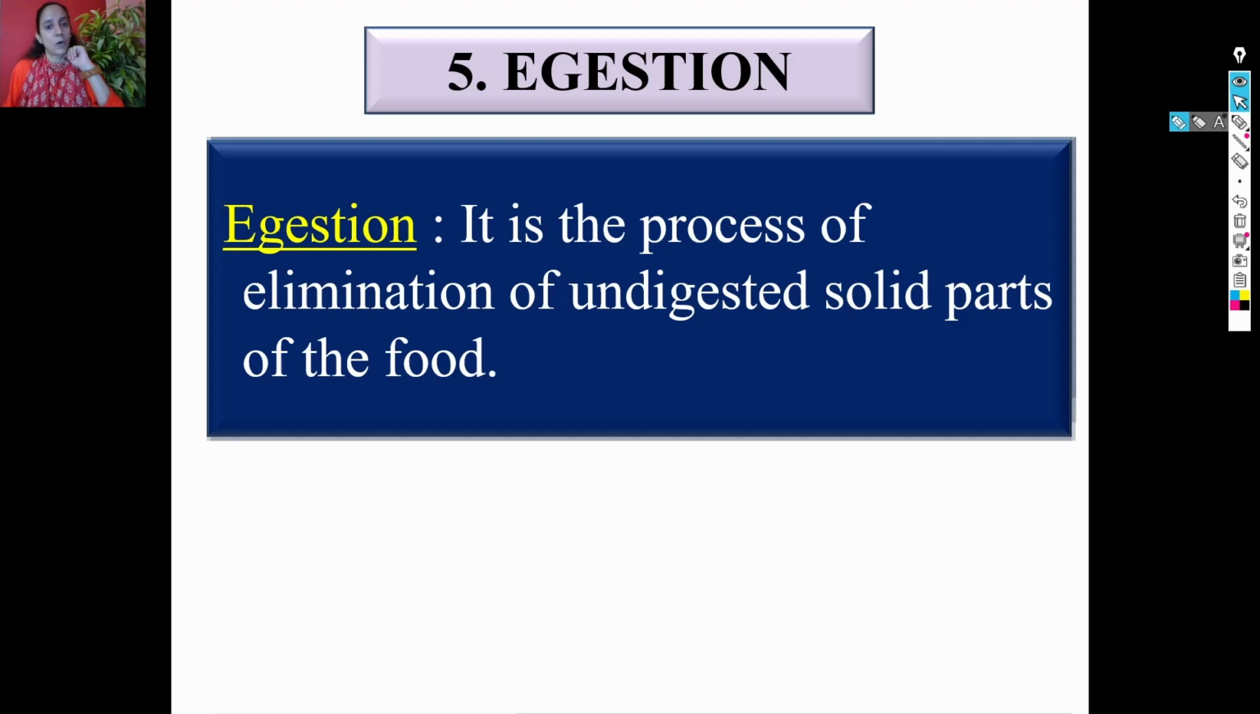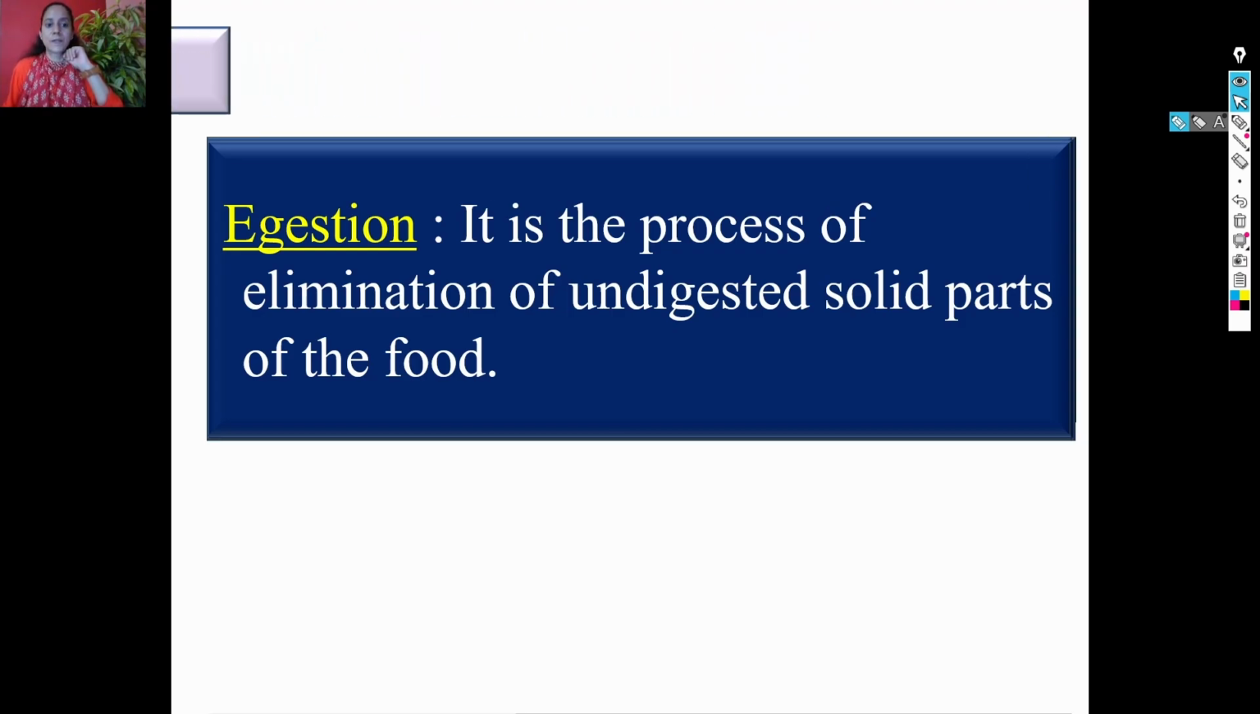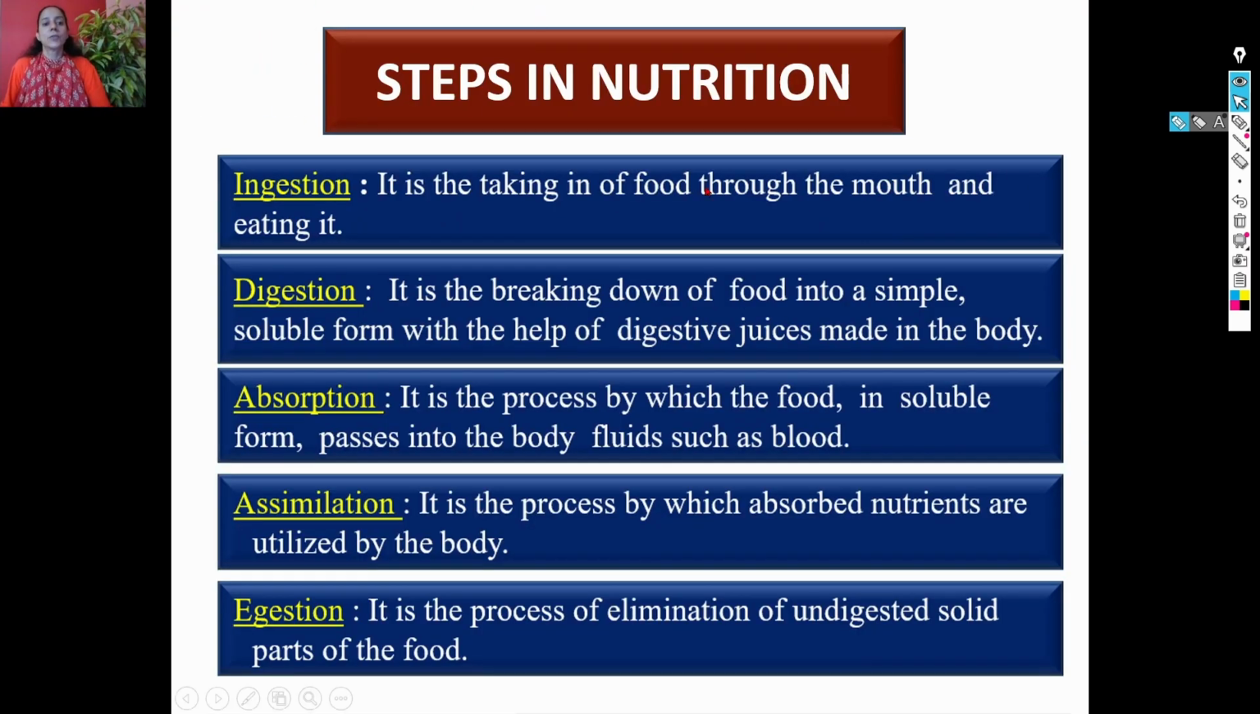Just have a look at all these steps once again. So these are the steps of nutrition, viewers. We started with the first step, ingestion. Here you have to remember IN is for intake of food, and ingestion is taking in of food through the mouth. Digestion is breaking down of that food into simple soluble nutrients.